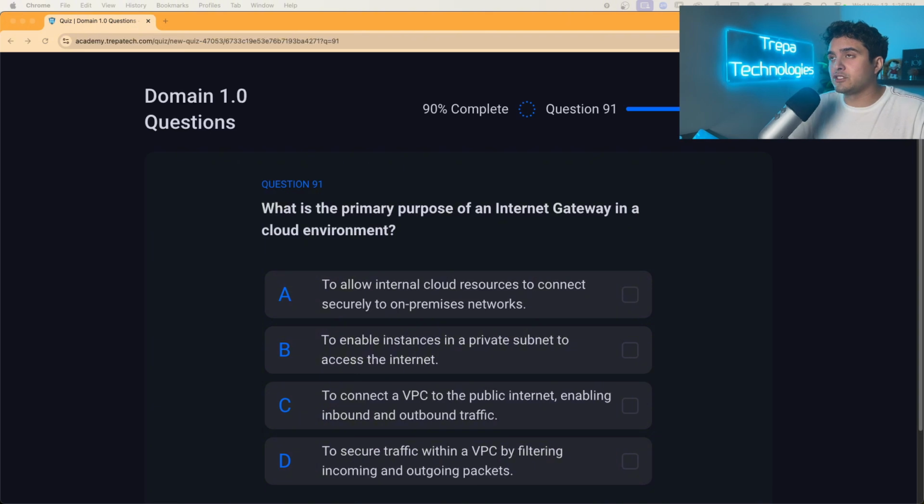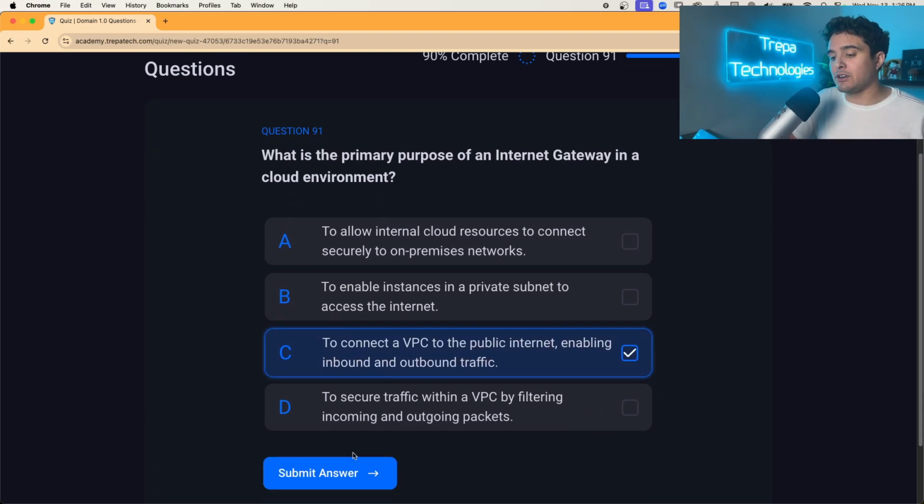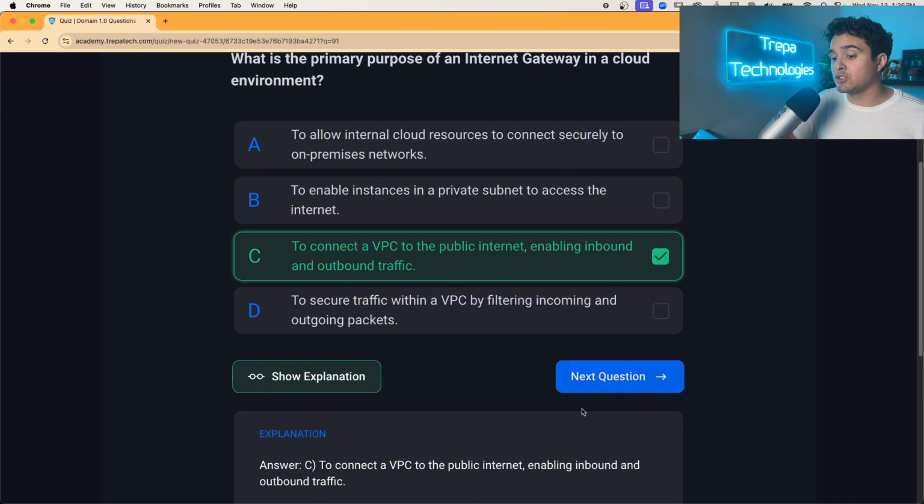So when we have cloud resources and we put them in a VPC or a VNet, maybe we want to deploy a resource, maybe it's part of that cloud service provider, that we need to give those resources in that VPC access to the internet. So an internet gateway we can deploy to connect that VPC or VNet to the public internet, and that will enable two-way traffic, inbound and outbound. So we're going to go with C here. So to connect a VPC to the public internet, enabling inbound and outbound traffic.